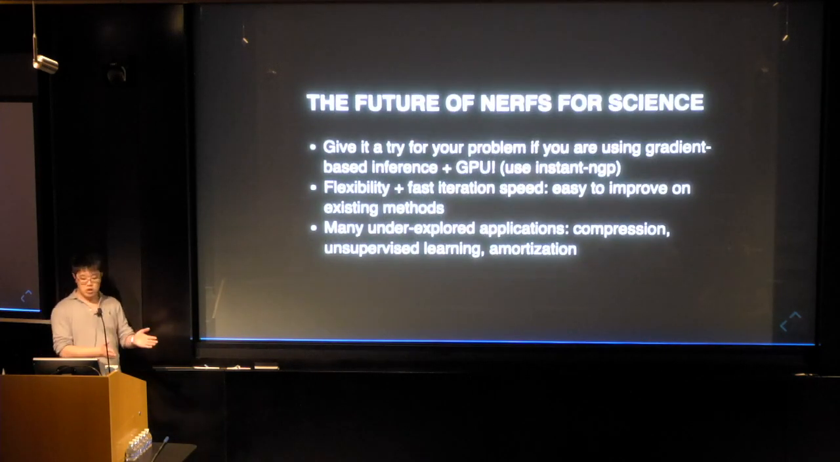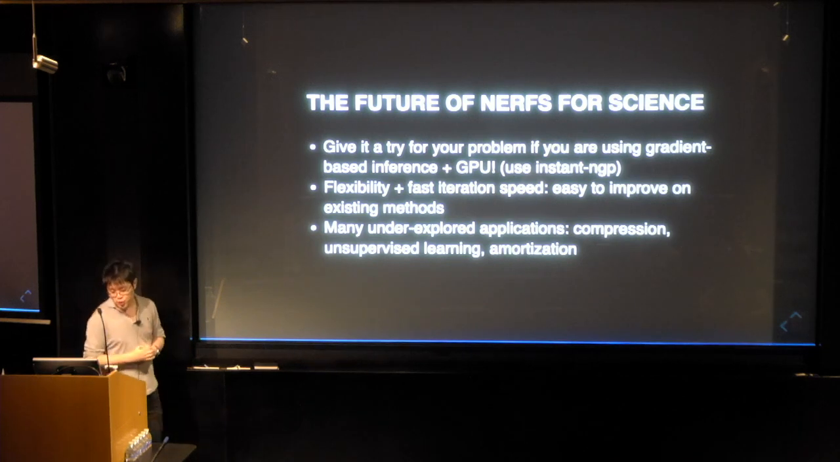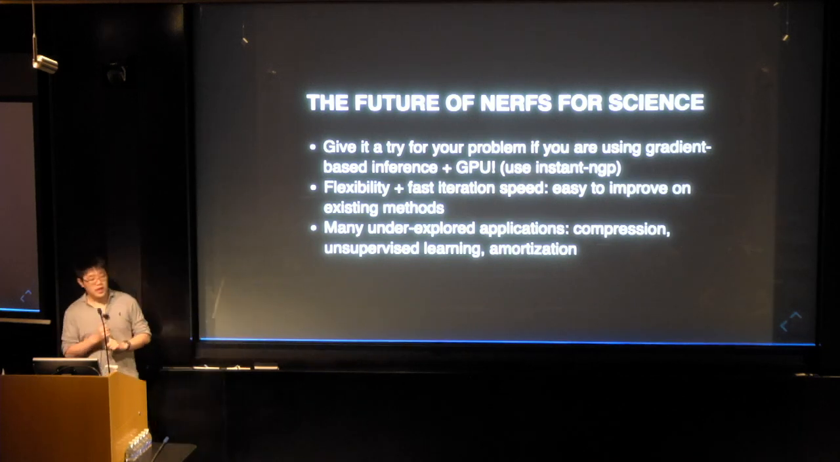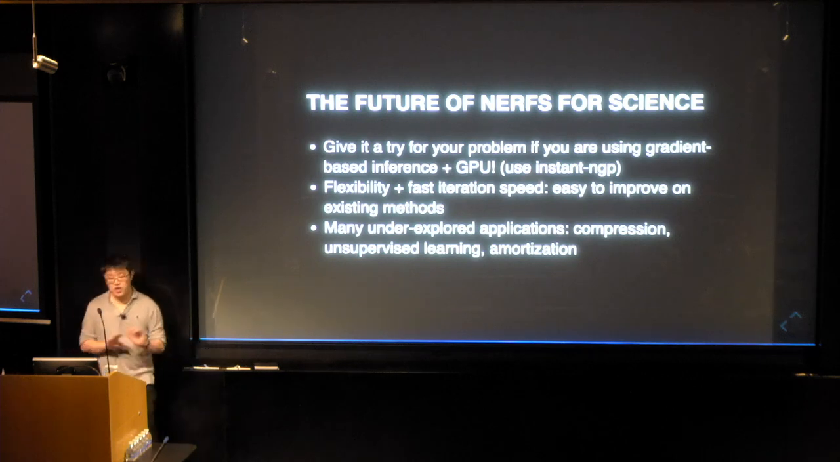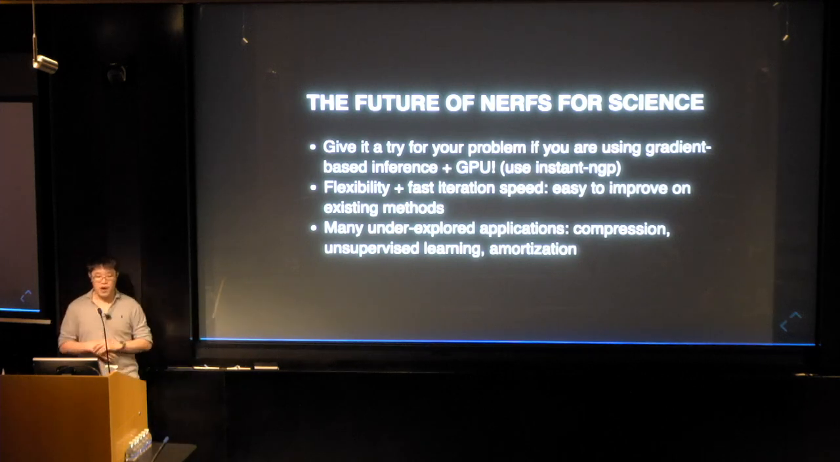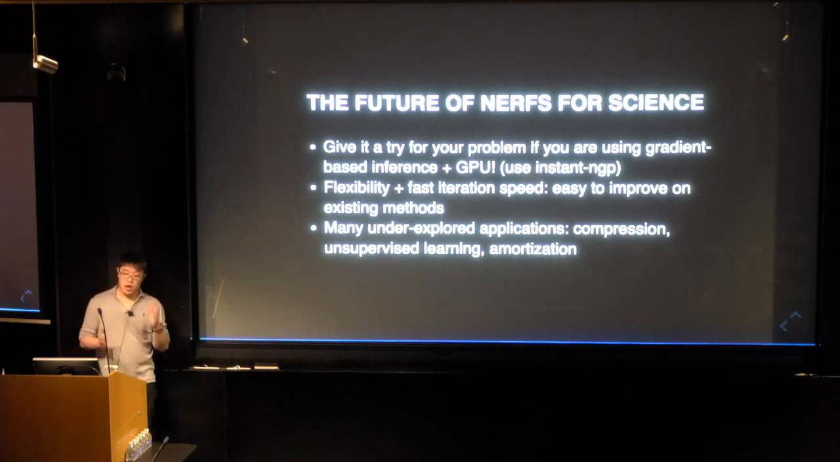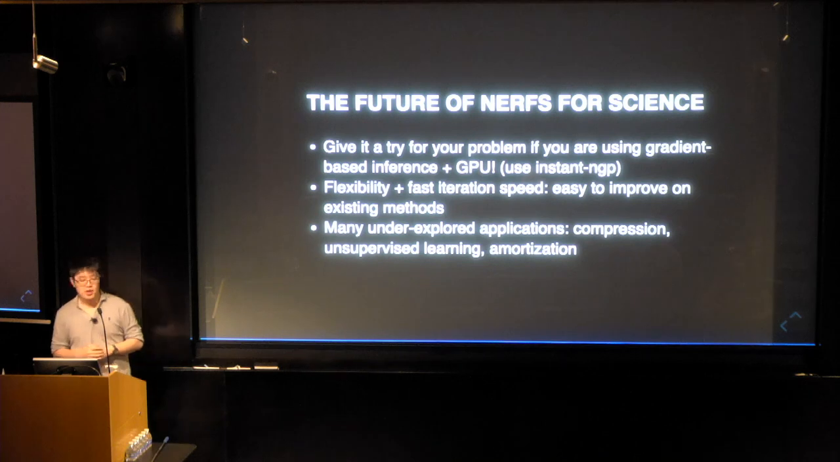OK, so to conclude, some ideas about the future of NeRFs for science. Generally, I think if you happen to have a problem where you're using some kind of gradient-based inference and a GPU, I would give it a try if you have a signal. I think it's a very interesting basis. It bypasses some of the issues. And if you do, just use Instant NGP, and it's the best NeRF.